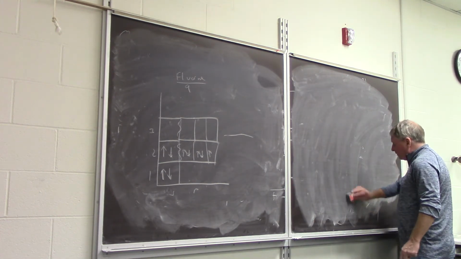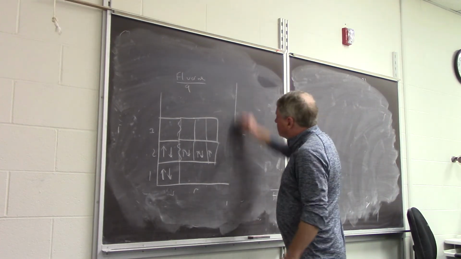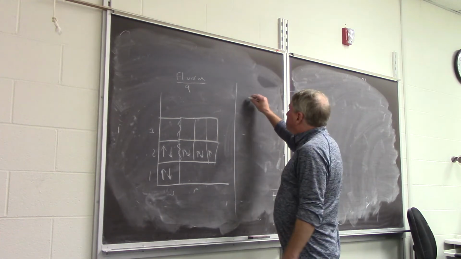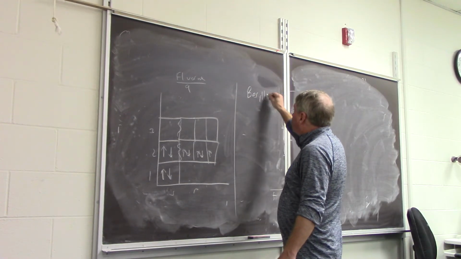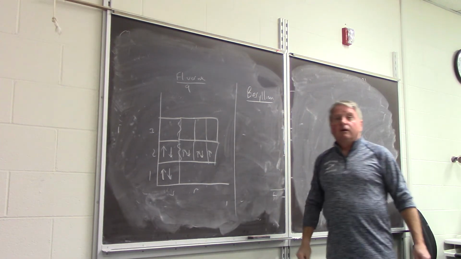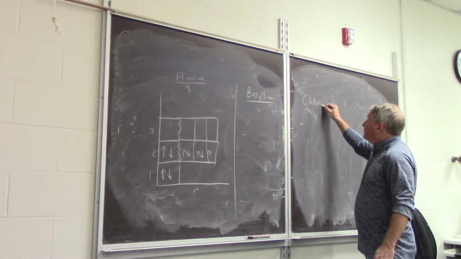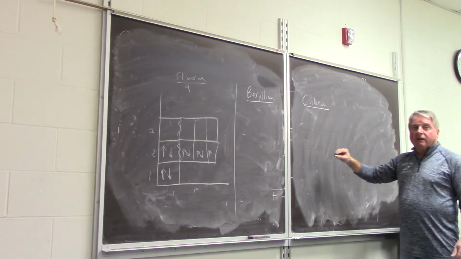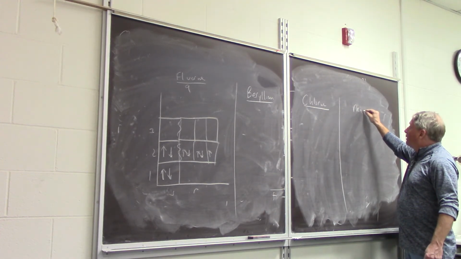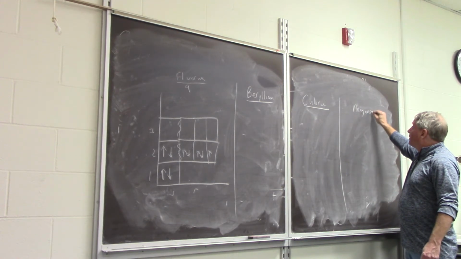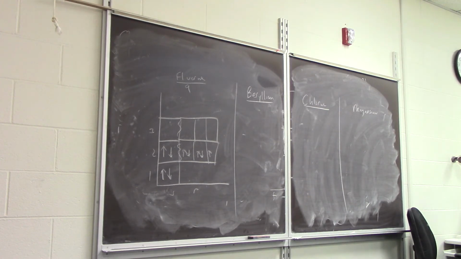Okay, here, you try a couple. Beryllium. Chlorine. And magnesium. Draw the orbital energy diagram for those 4.